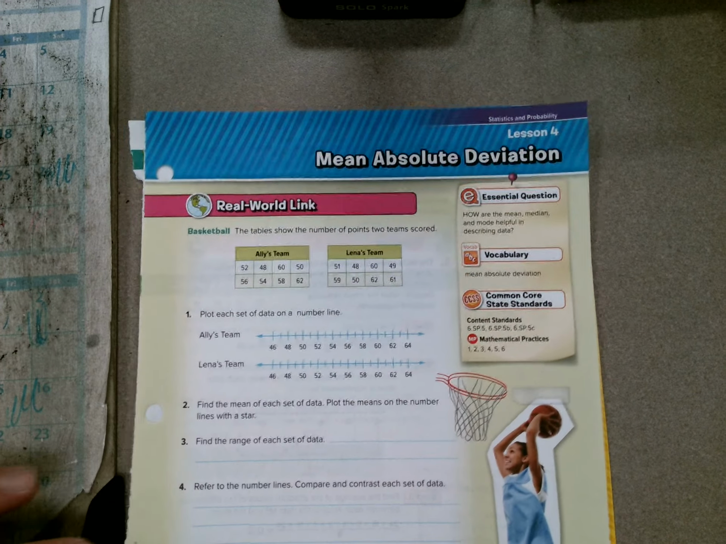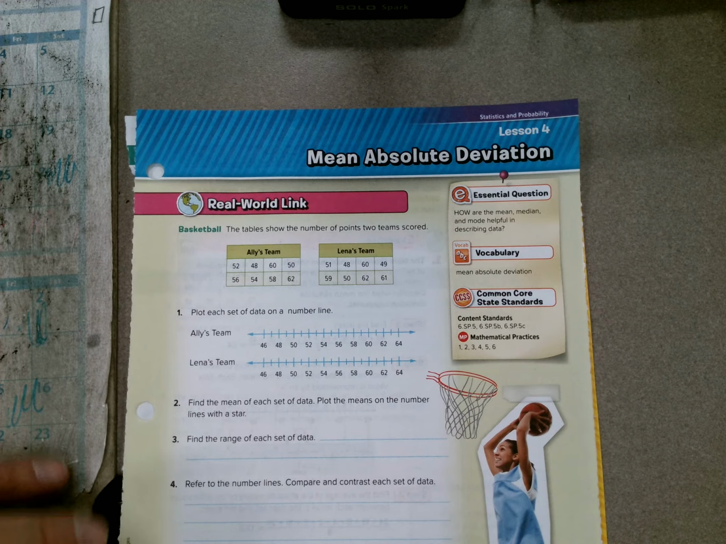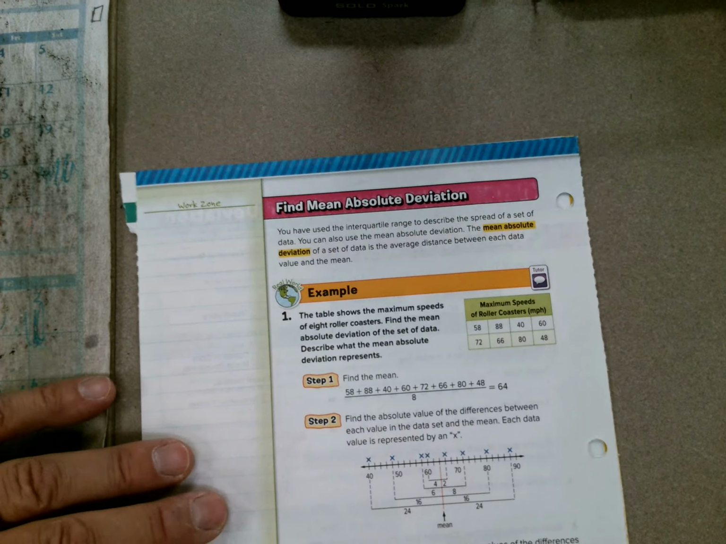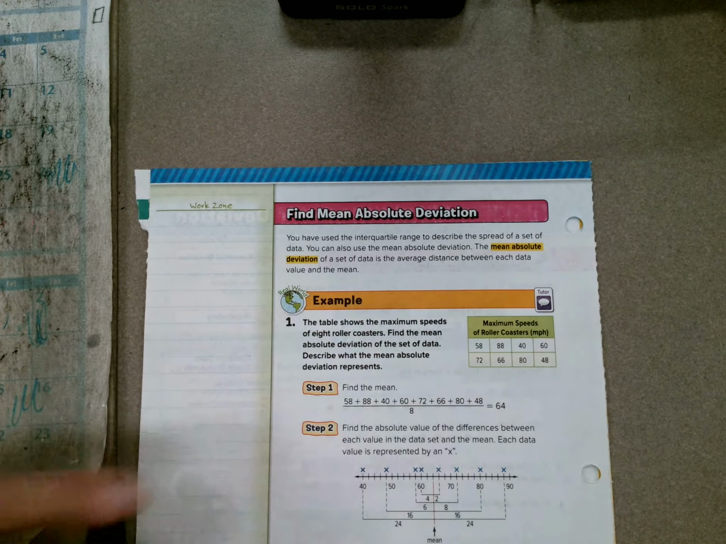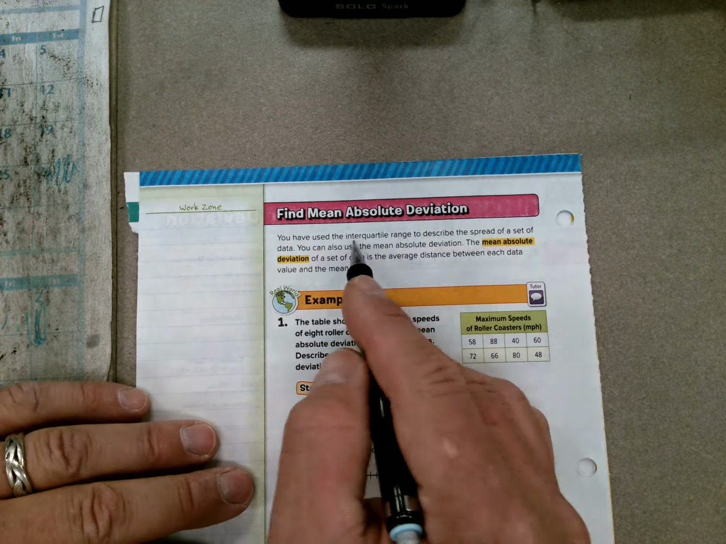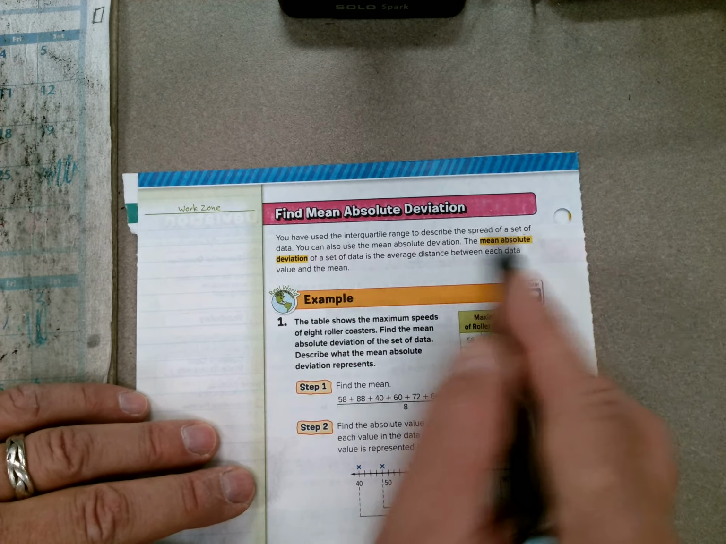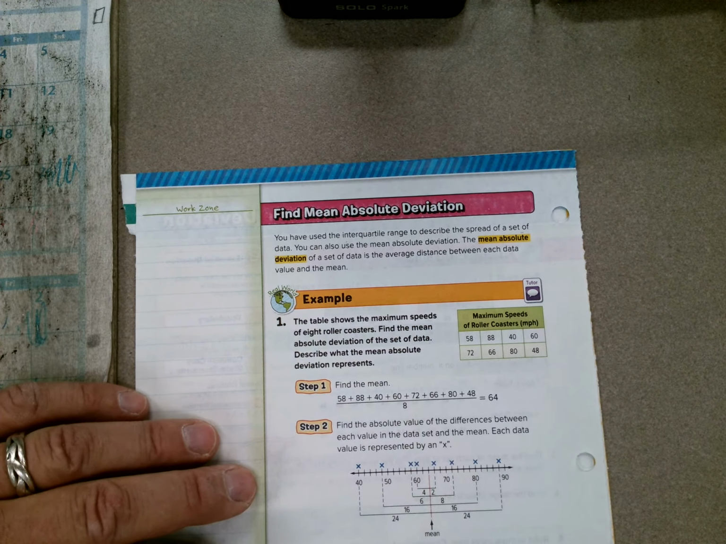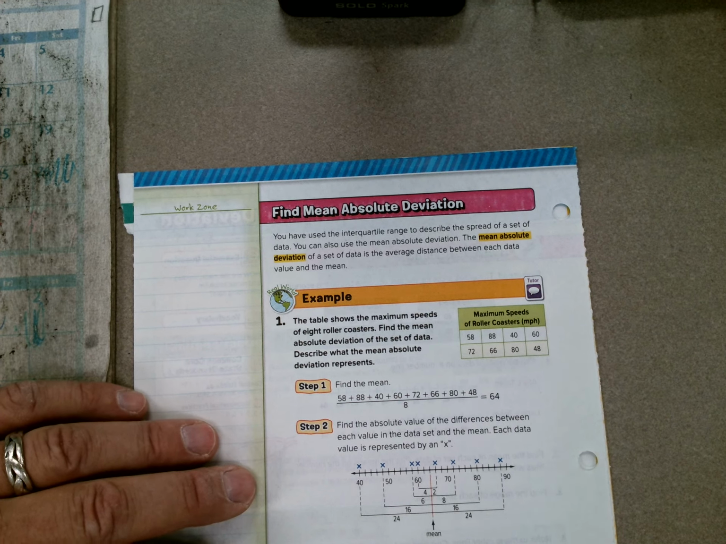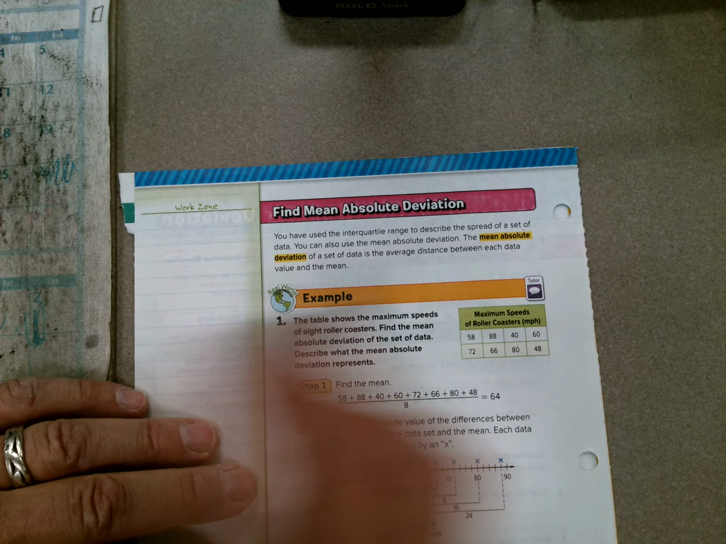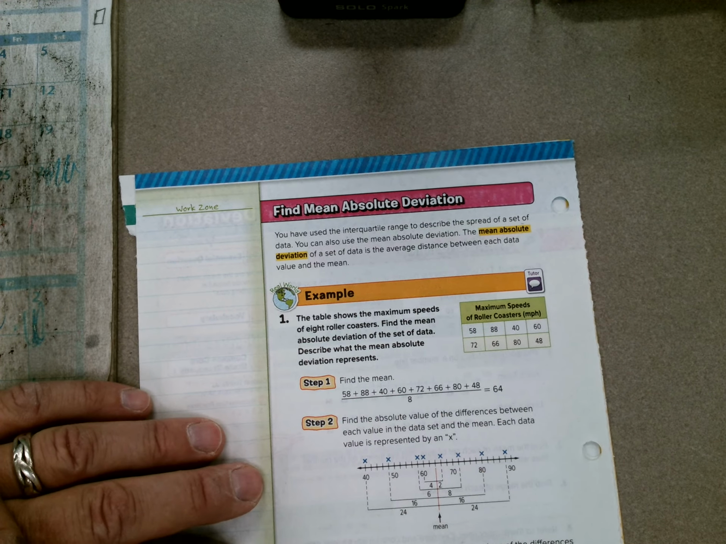But anyway, let's talk about what the mean absolute deviation is, right? And I refer to it as the mean of the mean. All right, so let's talk a little bit about some reading here. It says, we found the IQR, or the interquartile range, and that was used to describe the spread of a set of data. Remember, the IQR out of lesson 3 was the first quartile minus the third quartile, right? And that gave us the IQR.